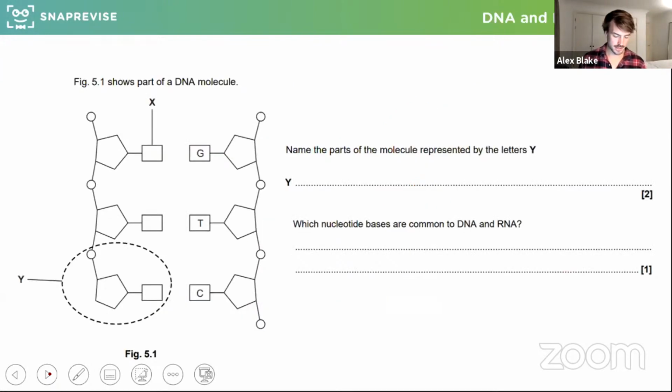Okay, let's look at some exam questions. The way we structure these classes normally is we do a bit of content, go over a bit of revision, and then we'll do some exam questions aimed at what we've just learned. So that's the way to practice and to check. This one is a quite simple short answer question. First one is name the parts of the molecule represented by the letters Y, and X, I think it's supposed to say, because otherwise it's not worth 2 marks.